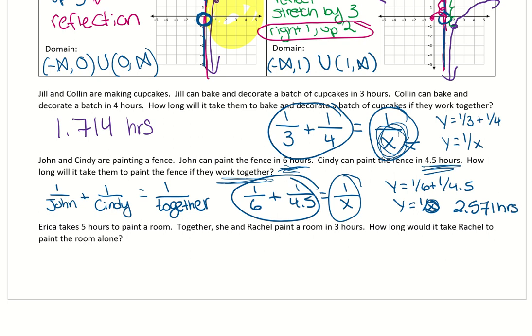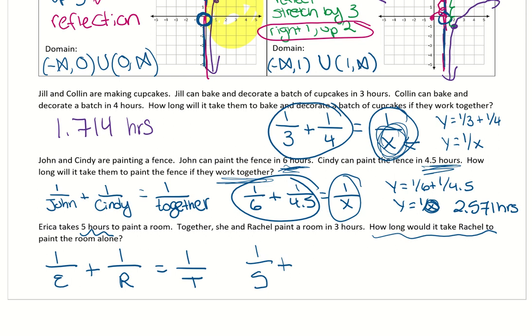All right, last one. This one's a little bit different. We've got Erica and Rachel painting a room together. So we've got 1 over Erica's time plus 1 over Rachel's time equals 1 over their together time. Now we know Erica's time is 5 hours, so 1 over 5 plus, we don't know Rachel's time. How long would it take Rachel? We don't know. So we're going to leave Rachel's time unknown. But we know their time together. Together, they paint a room in 3 hours, so 1 over 3.